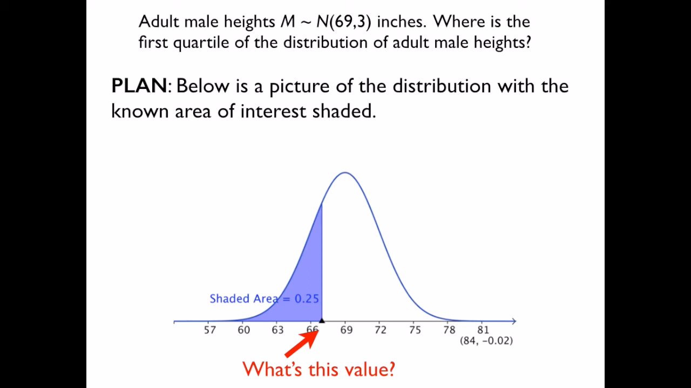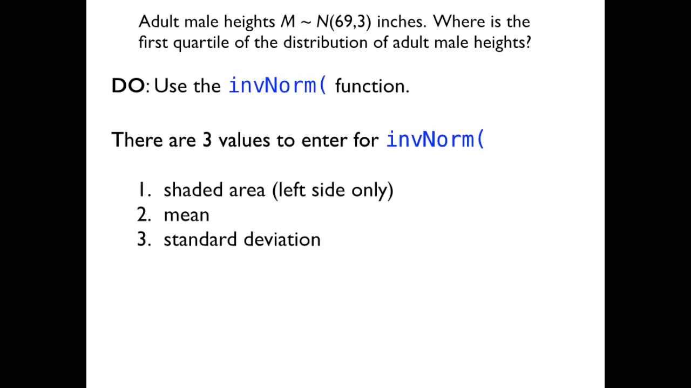This is a new type of problem, and so we'll use a different function. The function is called the inverse norm, or invNorm. Now there are 3 values to enter. First value is the shaded area on the left side of the distribution only, then the mean, and the standard deviation, which is given as 3.